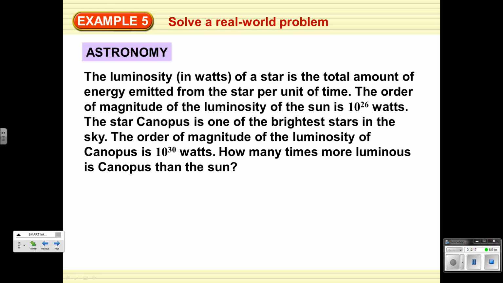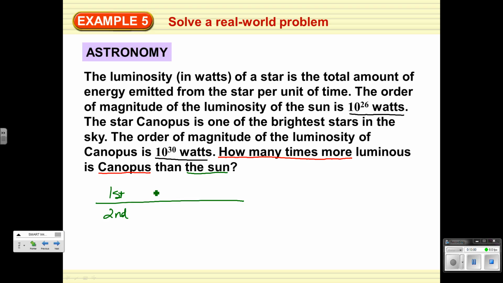The star Canopus is one of the brightest stars in the sky. The order of magnitude of the luminosity of Canopus is 10 to the 30. So they've given us the brightness of Canopus, and they've given us the brightness of the sun. And the next thing they say is, how many times more luminous is Canopus than the sun? When they ask you something like that, how many times more, whatever is listed first is your numerator, and whatever is listed second is your denominator.